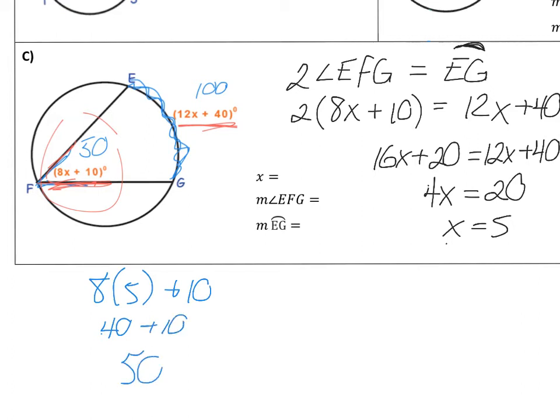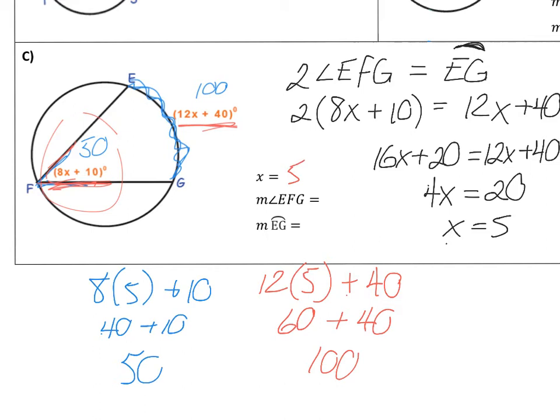So my initial guess was right. And for the other one, we'll just check to make sure we're getting the right thing. It'd be 12x plus 40, which would give me 60 plus 40, which gives me 100. So I know that x is 5, EFG was actually 50, coincidence, and arc EG was 100.